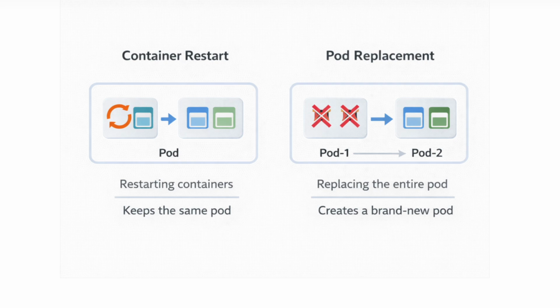Pods are temporary units in Kubernetes. Kubernetes keeps applications running by restarting containers and replacing pods automatically. Let's quickly recap. Pods are not permanent. Kubernetes expects them to fail. When a container crashes, Kubernetes restarts it. When a pod fails, Kubernetes replaces it. This is how Kubernetes maintains application availability.